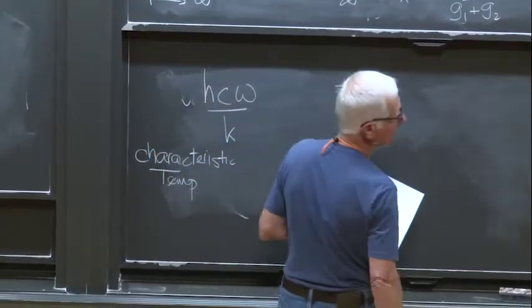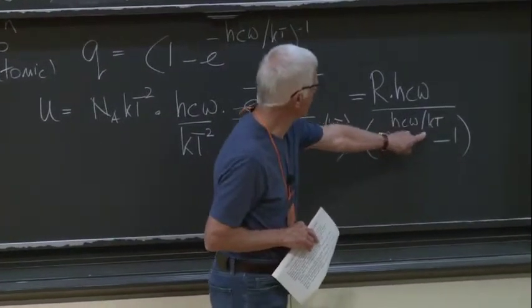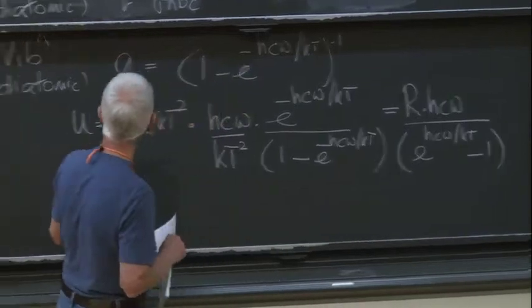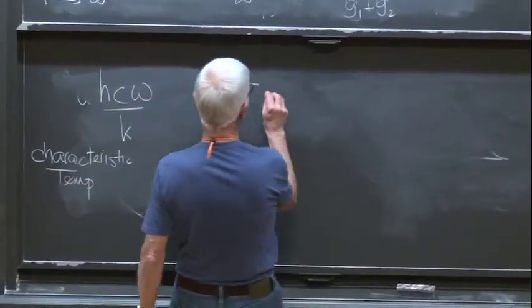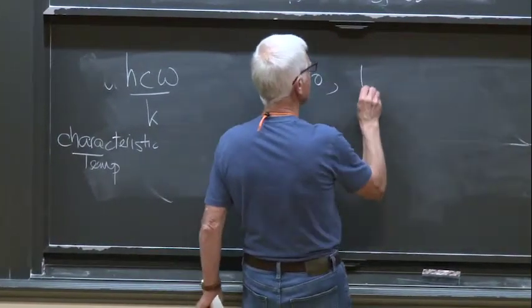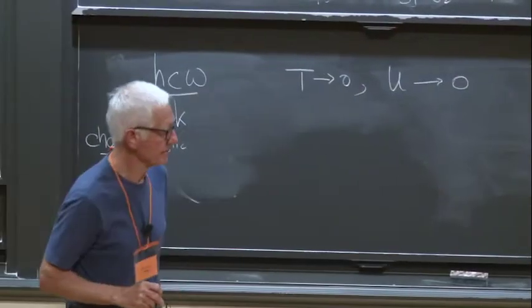So let's see what's going to happen when the temperature is very low. Once again, this term is going to go to infinity, and the energy is going to be equal to 0. So for T tending to 0, the internal energy also tends to 0.